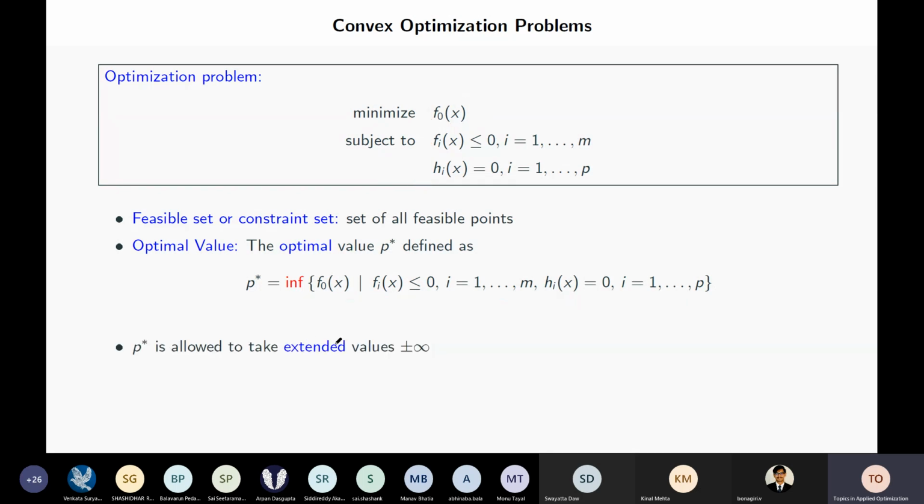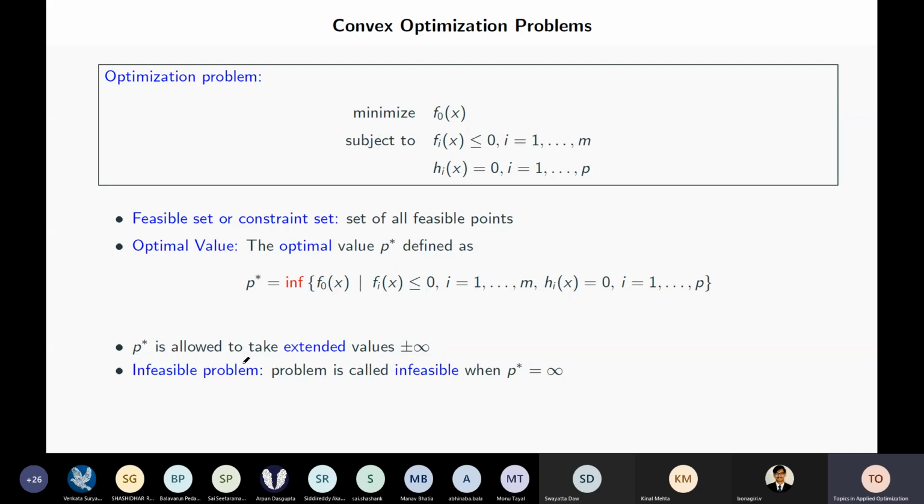Now p star is allowed to take extended values. In fact, by using infimum, we are allowing it to take positive infinity or negative infinity also. It is extended to take plus infinity or minus infinity. Of course, in that case, we will say that it's unbounded and so on. Mathematically we allow positive infinity and negative infinity as optimal value, although it may not make sense because no one cares about an infinite value, unless one has to see profit going to infinity. But in reality we don't see that.